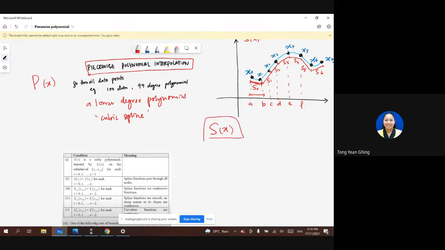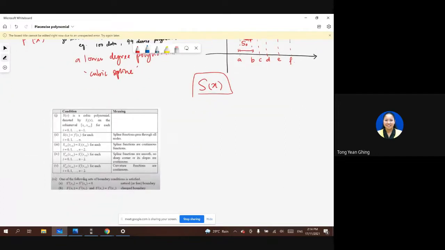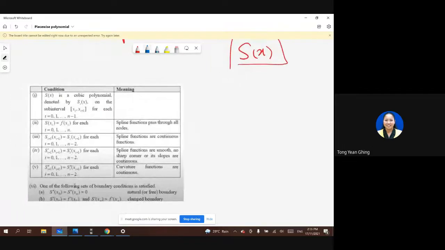So for this cubic spline, when we want to do the interpolation, the cubic spline interpolates the function. Let's say we have a function, there must be a long equation for this graph. The cubic spline S has to satisfy the following criteria. This is the criteria that this cubic polynomial has to satisfy.